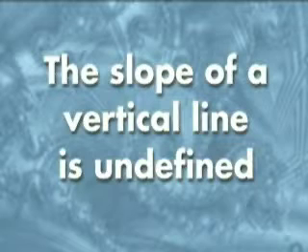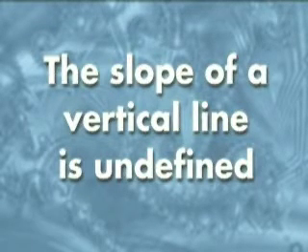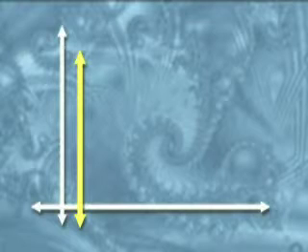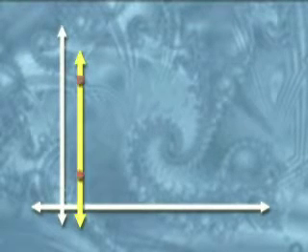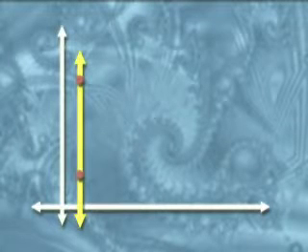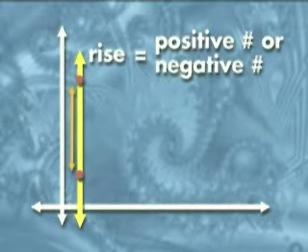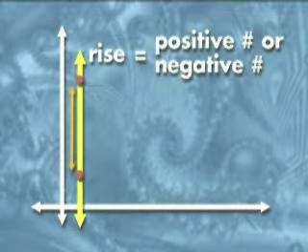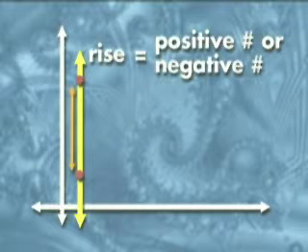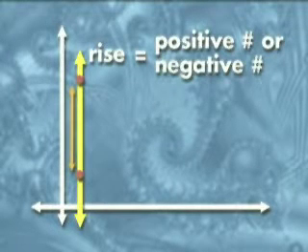The slope of a vertical line is undefined. This is because on a vertical line, it's impossible to draw a slope triangle. Vertically, to get from one point to another, you can move either up or down. So your rise can be either a positive or a negative number. But since the points are right on top of each other, you can't move horizontally in either direction.